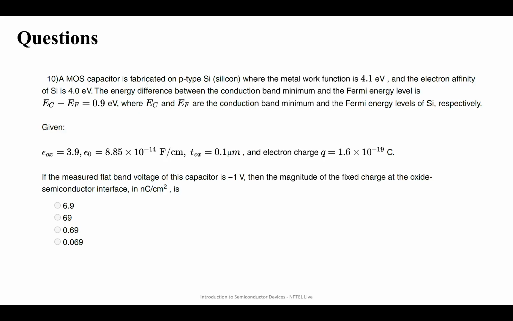Given epsilon r equal to 3.9, epsilon naught equal to 8.5 into 10 to the minus 14 farad per centimeter, Tox equal to 0.1 microns, and electronic charge Q equal to 1.6 into 10 to the minus 19 coulombs. If the measured flatband voltage of the semiconductor is minus 1 volt, then the magnitude of the fixed charge at the oxide semiconductor interface in nanocoulombs per centimeter square is 6.9, 69, 0.69, or 0.069.